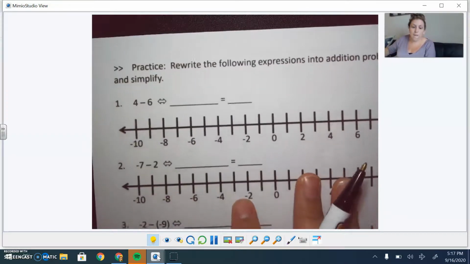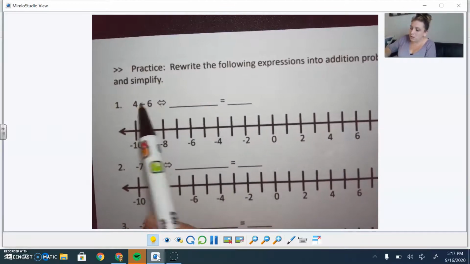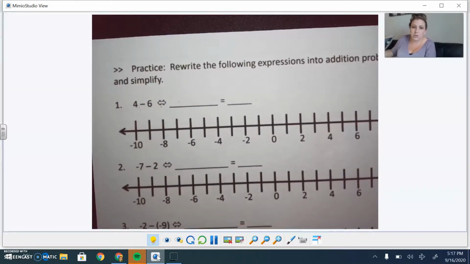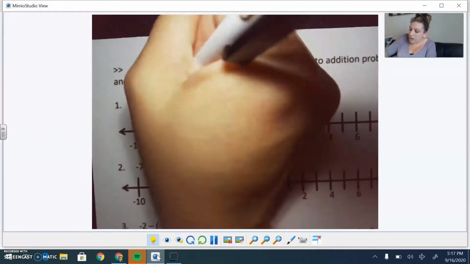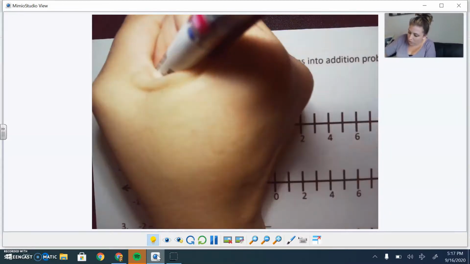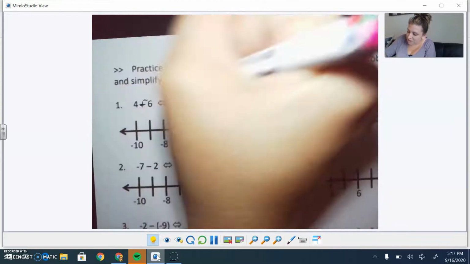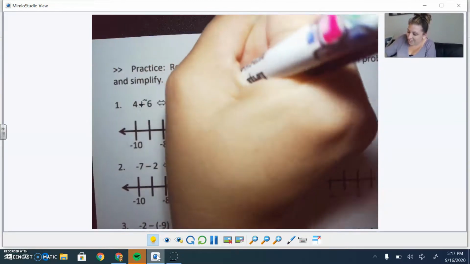So we've got 4 minus 6. So this is basically telling us we need to make sure we change our subtraction into addition. So we keep the first number the same, and then we're going to add the opposite. So we're going to change that to addition, and then change that to a negative 6.